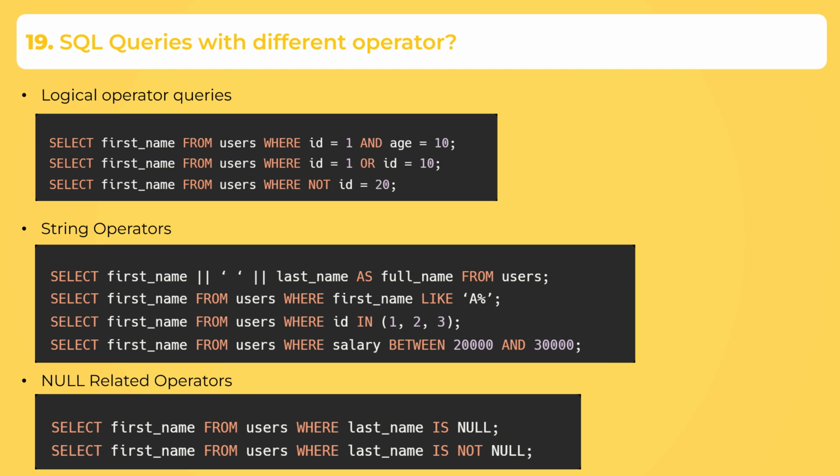And the next one is string operators. String operators basically contain the wildcard operator, id contains in multiple values, then salary between a specific range, like that way. Next is null related queries. Select first name from users where last name is null, or select first name from users where last name is not null.